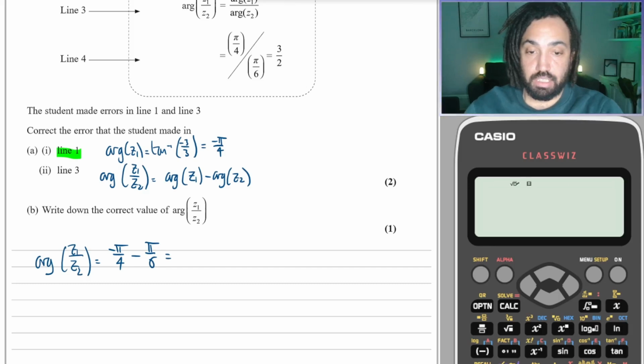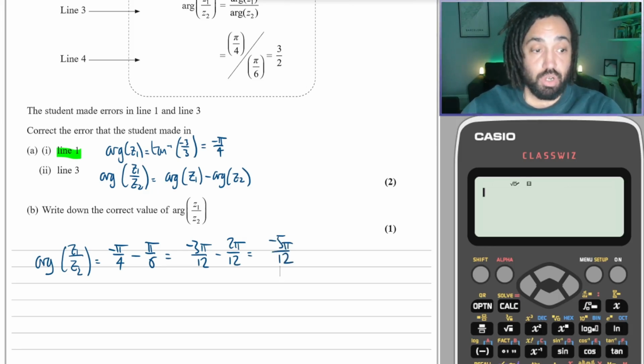Okay, great. So this is the same as minus 3 pi over 12, minus 2 pi over 12, so that's a total of minus 5 pi over 12. Bosh, off and running, let's go.